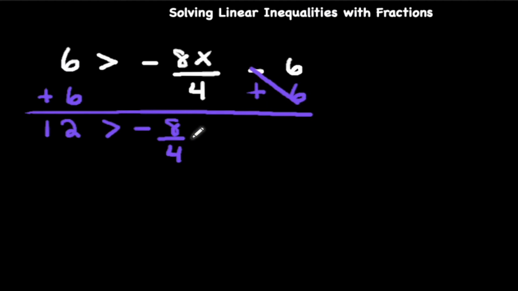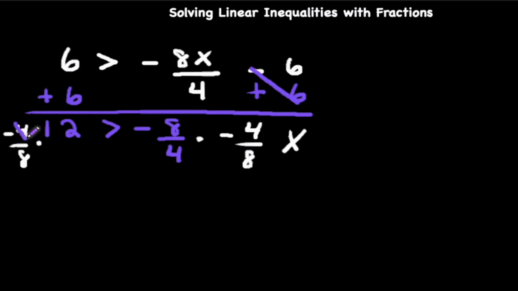Okay, so let's go ahead and multiply by negative 4/8. Let's put this x back here where it was. All right, and we're going to multiply by negative 4/8 on this side as well. So negative 4/8 times 12. Okay, so now as you can see, we can simplify this fraction, negative 4/8, right? So let's go ahead and do that first.